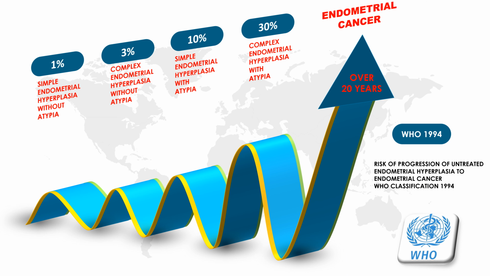And the risk increases to 30% for complex endometrial hyperplasia with atypia if left untreated over 20 years. So the risk is 1% for simple endometrial hyperplasia without atypia, 3% for complex endometrial hyperplasia without atypia, 10% for simple endometrial hyperplasia with atypia, and 30% for complex endometrial hyperplasia with atypia.